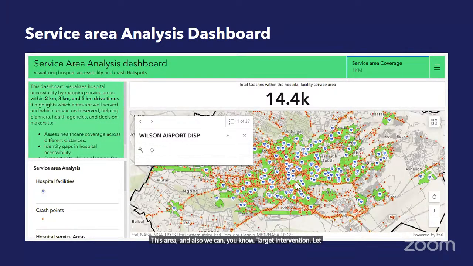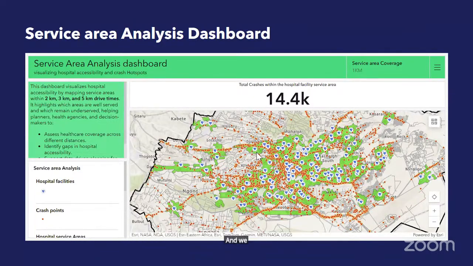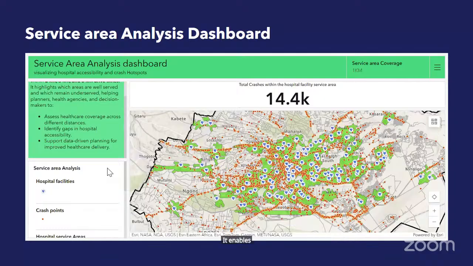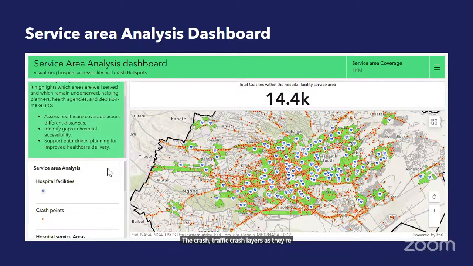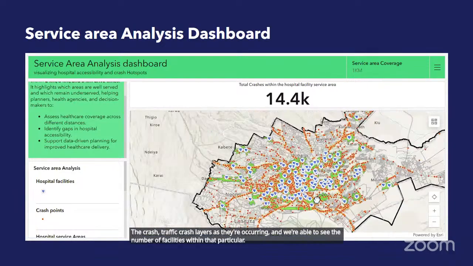Let's say there are shortages in hospitals. We're able to display the number of fatalities that have occurred within these particular areas, and we are able to address the gaps in hospitals. So this service area analysis dashboard enables us to address the gap in terms of hospital accessibility. So what you do when you have this dashboard is you update the hospital layers, you update the traffic crash layers as they're occurring, and we're able to see the number of facilities within that particular kilometer drive time.